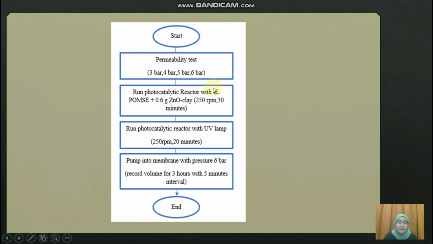Next is to run the photocatalytic reactor with 1 liter POME and 0.6 grams zinc oxide clay for 30 minutes at 250 RPM. Next is to run the photocatalytic reactor with the UV lamp for 20 minutes. And lastly, pump into the membrane with a pressure of 6 bar and record the volume for 3 hours at 5-minute intervals.